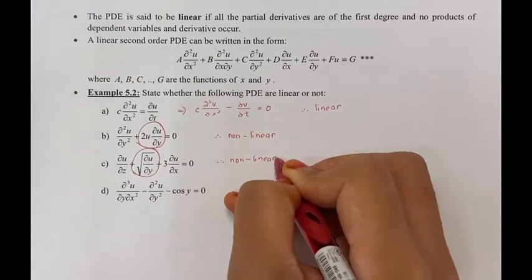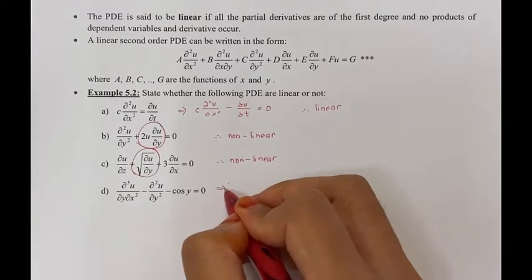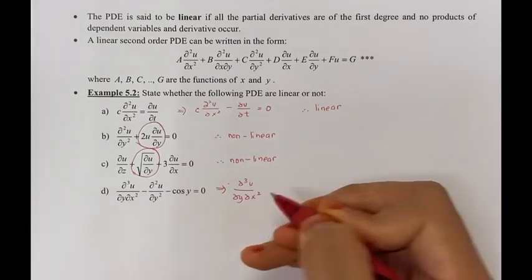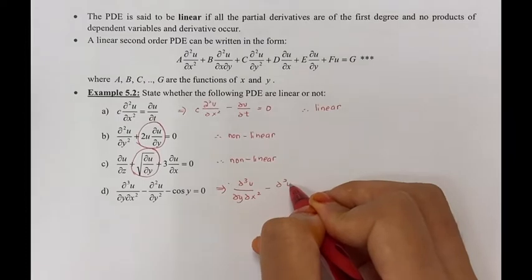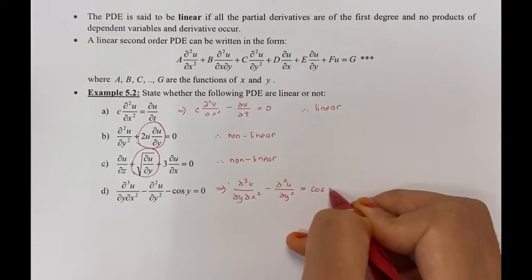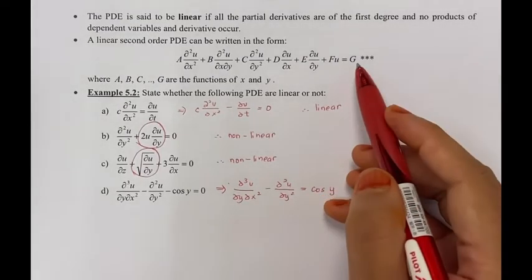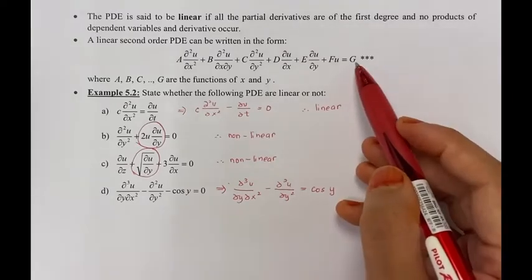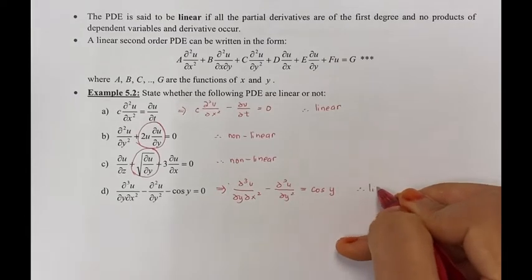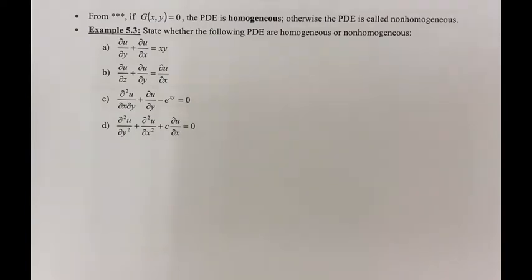Non-linear PDE. Okay, and for the last one, you have del cube u over del y del x square minus del square u over del y square equal to cos y plus cos y. So this is linear, okay, with your g equal to cos y. So this is a linear PDE.